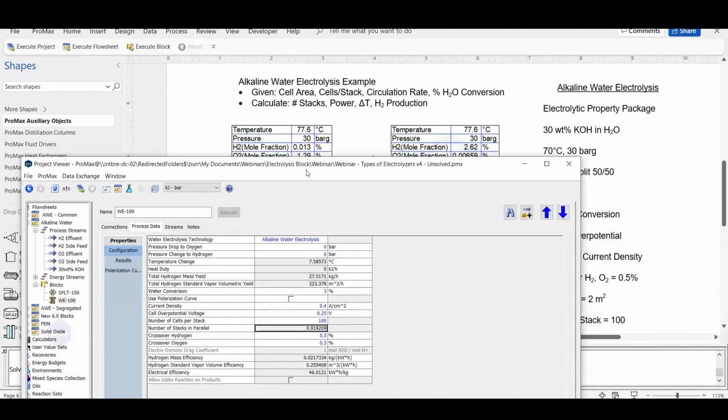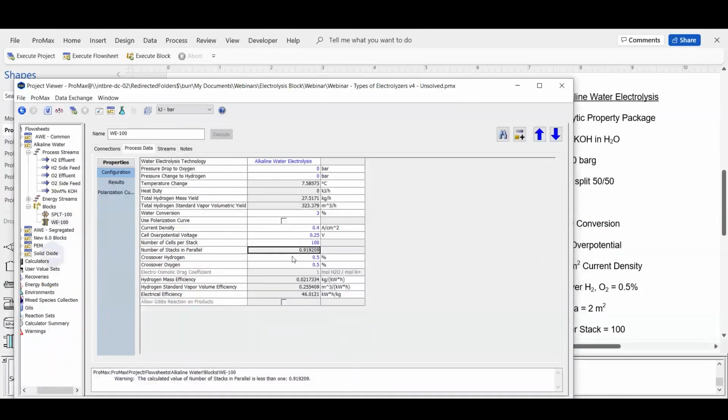Our electrolyzer that we've specified here is just big enough to handle the process requirements that we have. So we only need 0.92 stacks. We'd probably buy one of these electrolyzers and it would do the job, if that level of over design or safety factor is good enough for you.